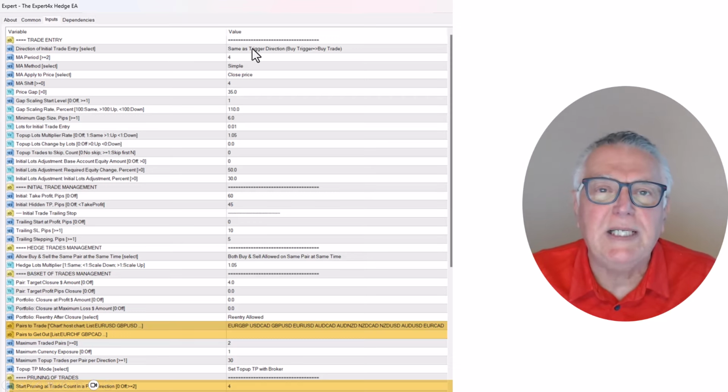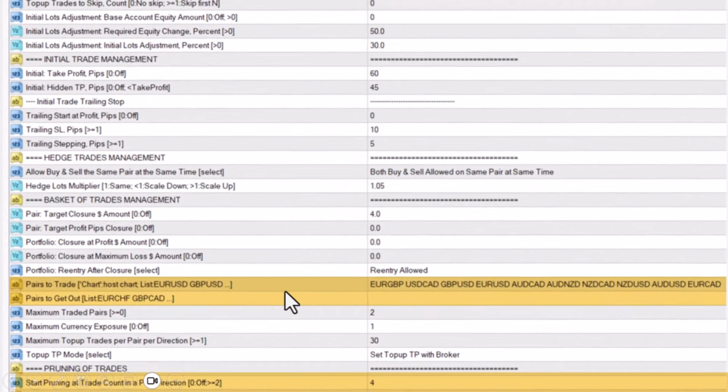You can pause the video to go through them, but essentially the highlighted ones are the biggest changes. The suggested currencies have changed. They do not affect the currencies that you are currently trading. These are mainly for new users of the EA.